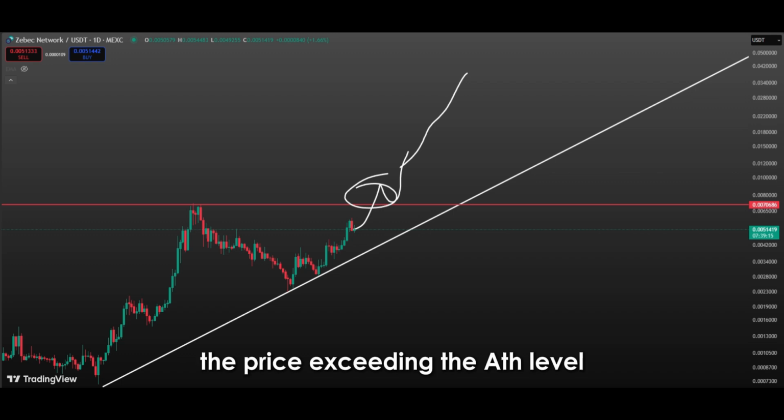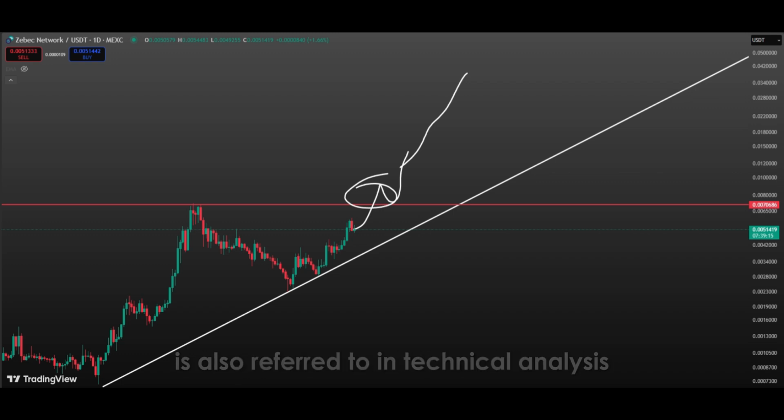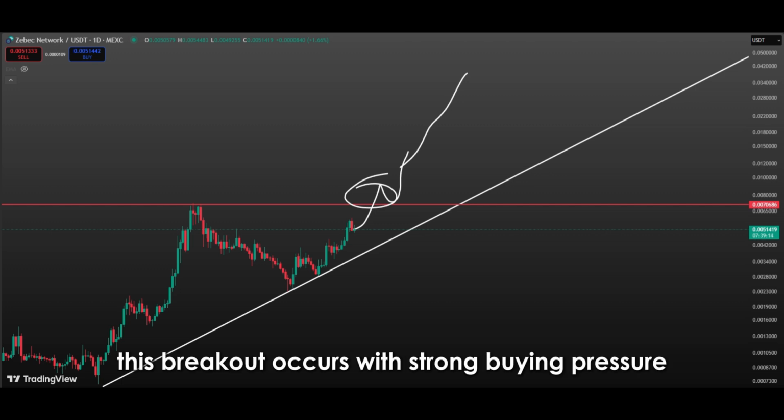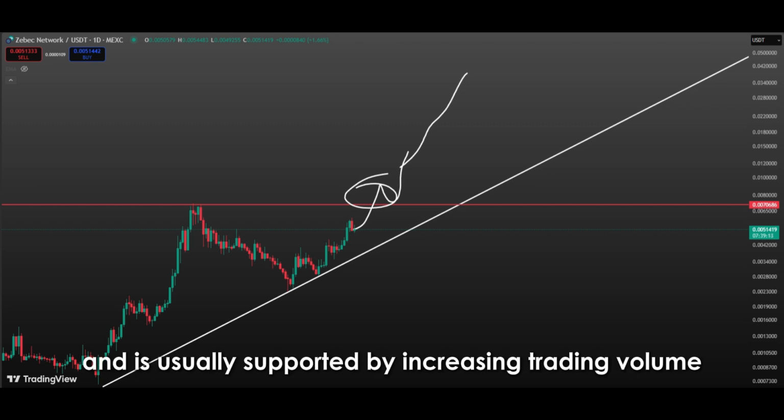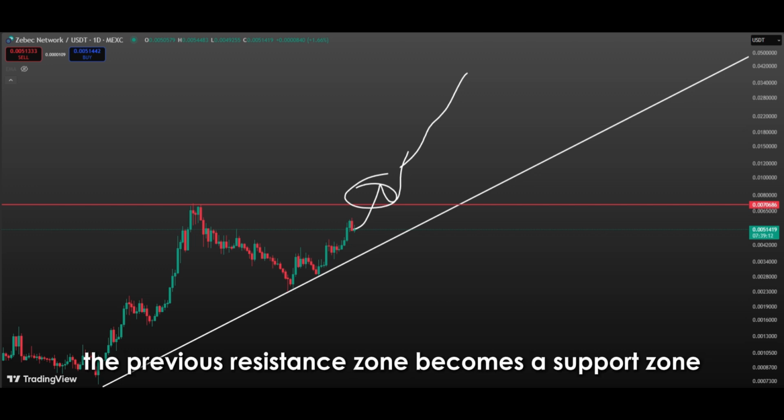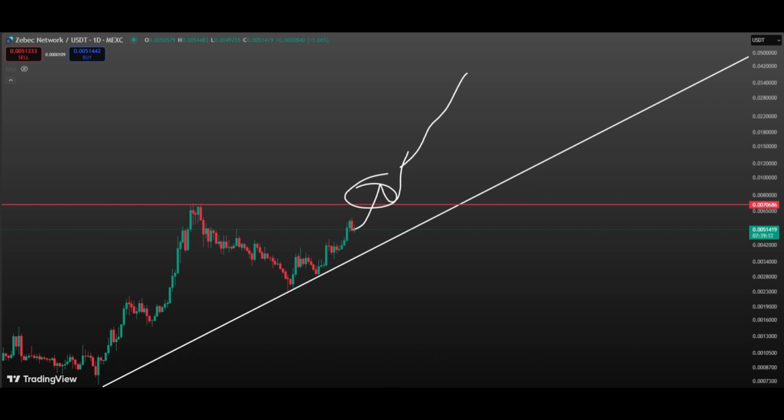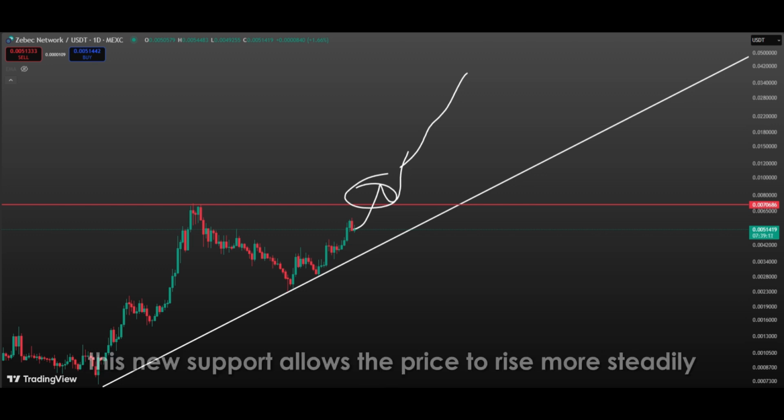The price exceeding the ATH level, represented by the red line, is also referred to in technical analysis as a resistance breakout. This breakout occurs with strong buying pressure and is usually supported by increasing trading volume. During this process, the previous resistance zone becomes a support zone, and as long as the price does not fall below it, it can continue its upward movement. This new support allows the price to rise more steadily.